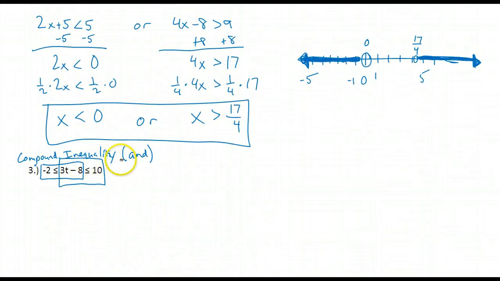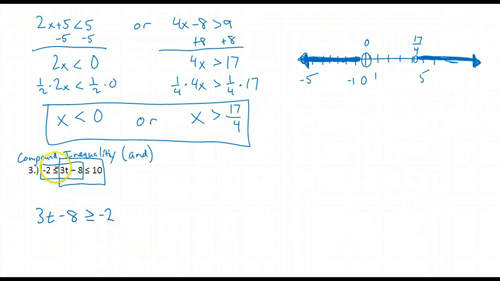In an AND inequality, I have to make both inequalities true. So I'm going to rewrite this compound inequality as two separate inequalities. I'm going to start with what's in the middle here, 3t minus 8. And if I look, -2 has to be less than or equal to 3t minus 8. If I rewrite this and put 3t minus 8 on the left, 3t minus 8 has to be greater than or equal to negative 2.